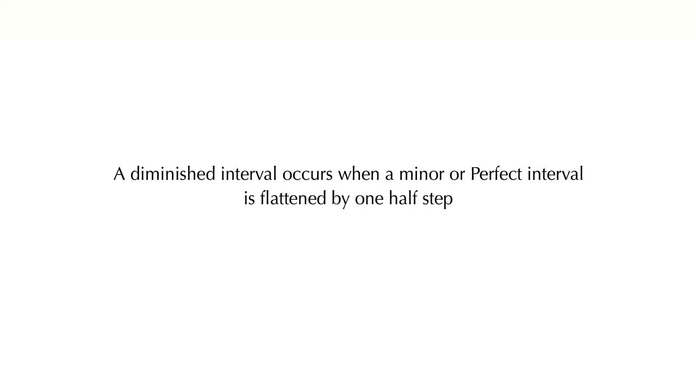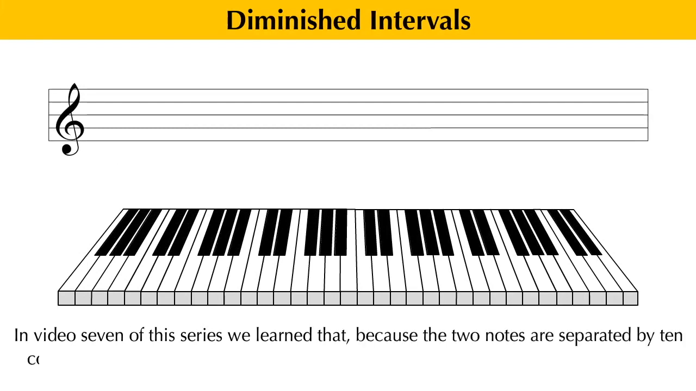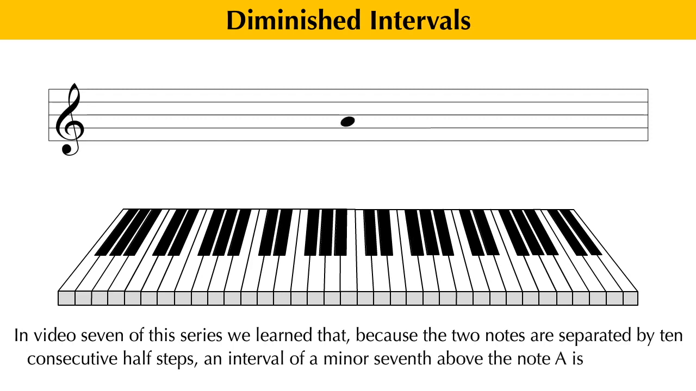A diminished interval occurs when a minor or perfect interval is flattened by one half step. For example, in video 7 of this series, we learned that because the two notes are separated by 10 consecutive half steps, an interval of a minor seventh above the note A is the note G.